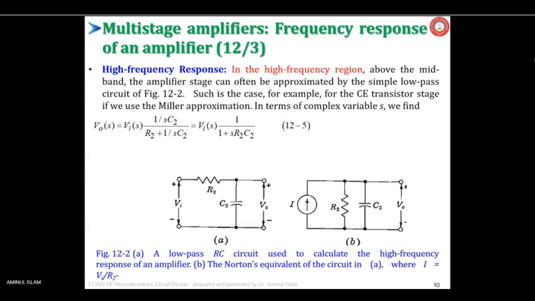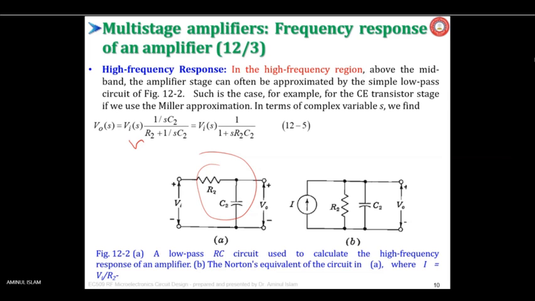Then, in the high frequency region, the other side of the plot, above the midband, the amplifier stage can often be approximated as a low-pass circuit as shown here. Such is the case, for example, for the CE transistor stage. If we use the Miller approximation in terms of the complex variable H, we can write this expression. Now the output voltage VO is across the capacitor C2. It's a kind of voltage divider only.